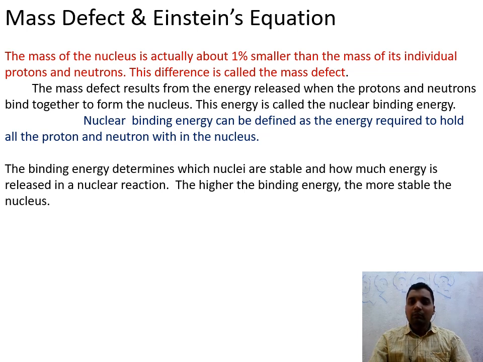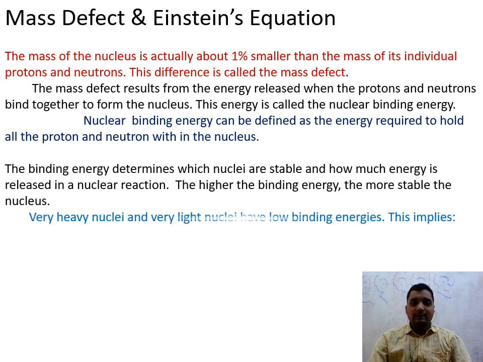The higher the binding energy, the more stable the nucleus. But when you take a nucleus where the binding energy is low, it will come to nuclear change or nuclear reaction. In nuclear reactions, very heavy nuclei and very light nuclei both have low binding energy. That means two types of change. In one case, heavy nuclei break down. In the second case, lighter nuclei combine.